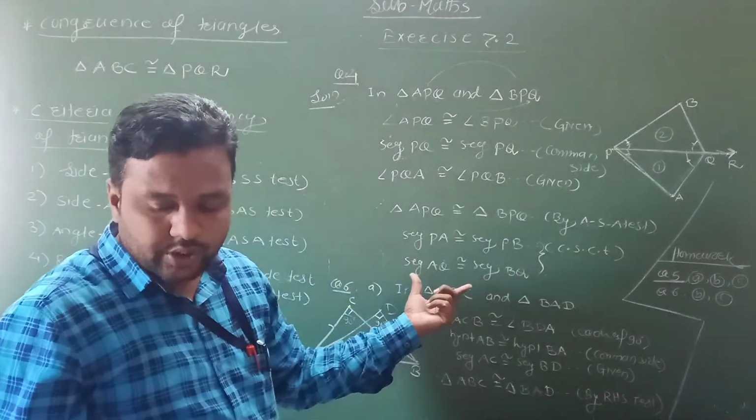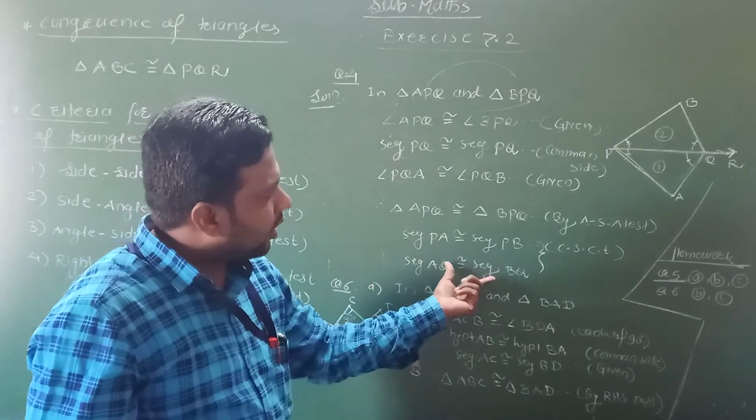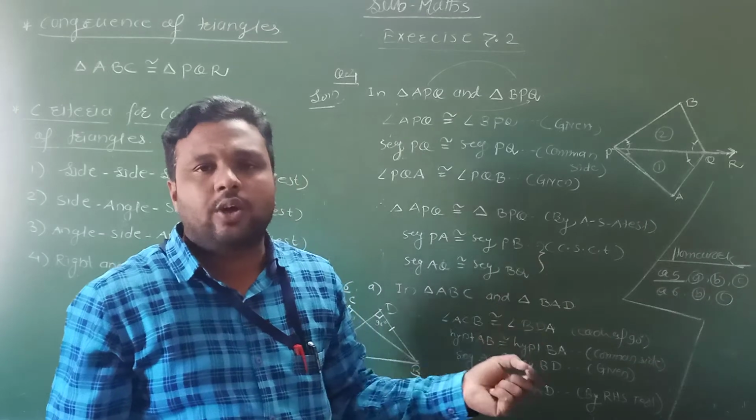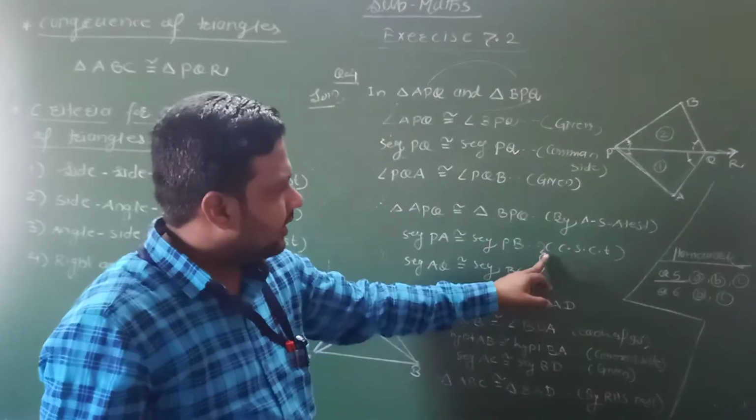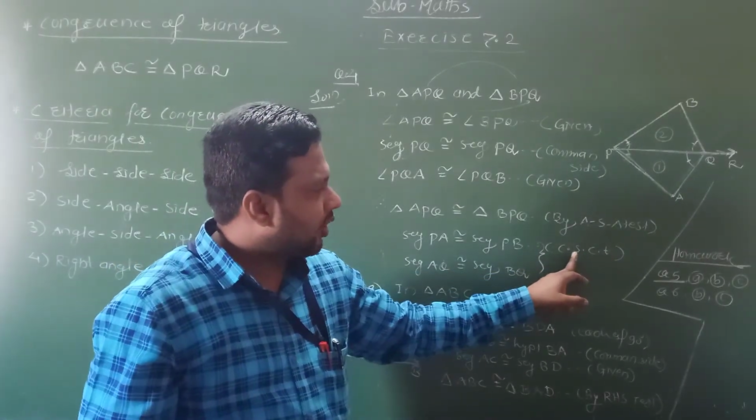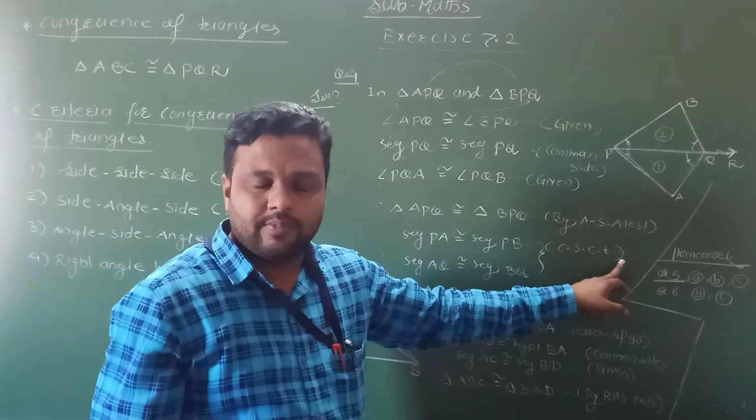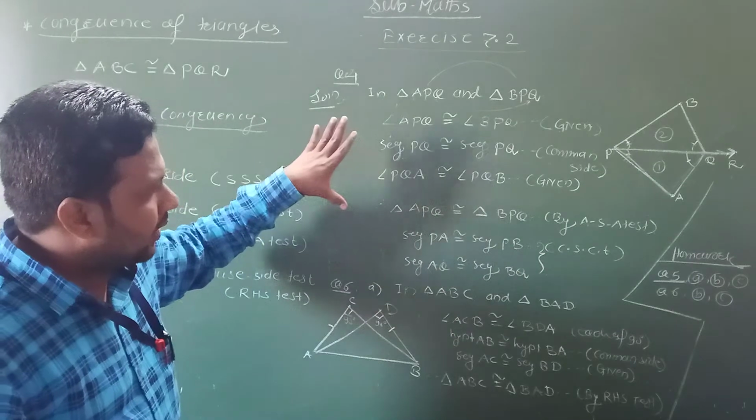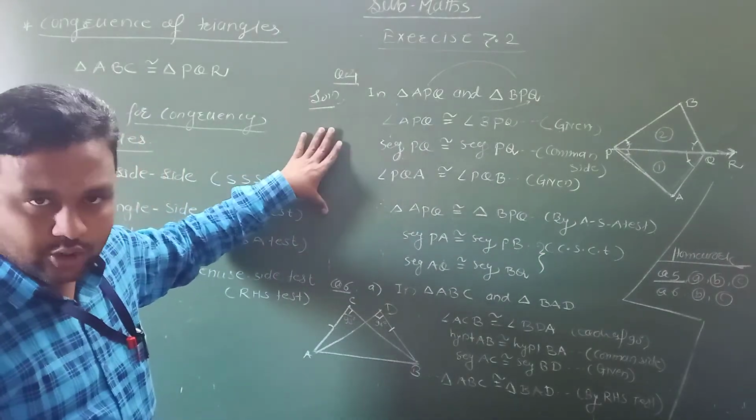Okay, and the last question: segment AQ is also congruent to segment BQ, and what is the reason? That is the corresponding side of congruent triangles. CSCT, corresponding side of congruent triangles. These are equal. Okay, in this way we complete question number 4. I hope students, you understand this question.